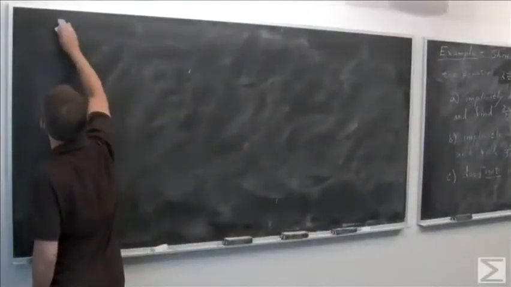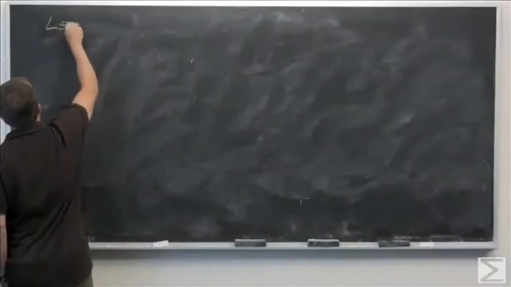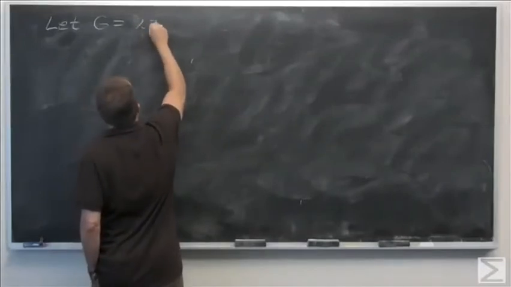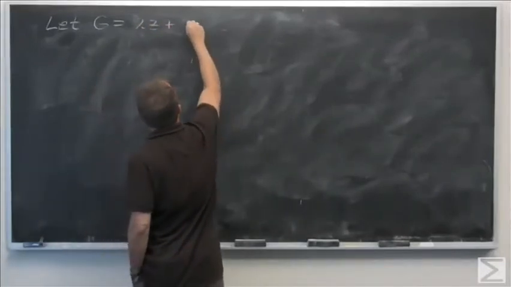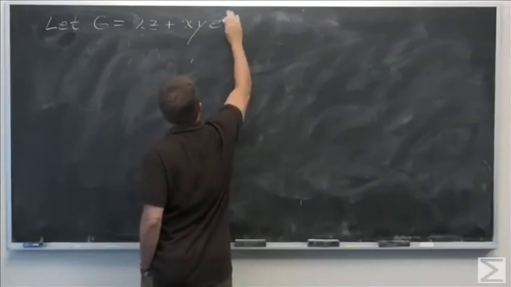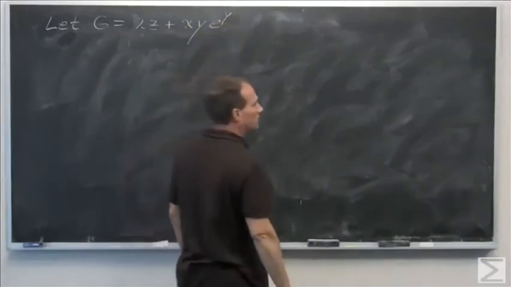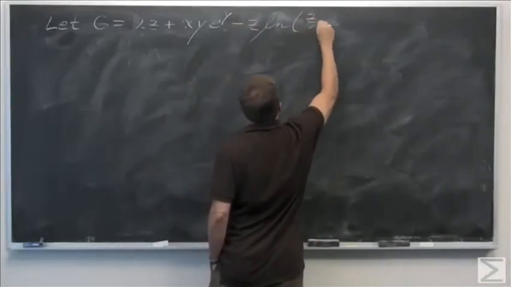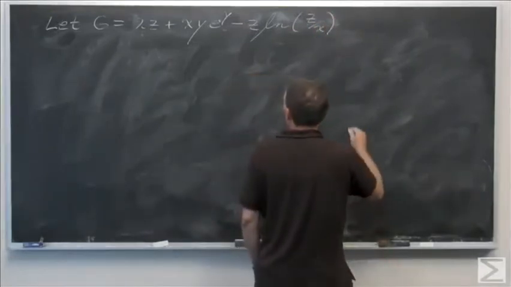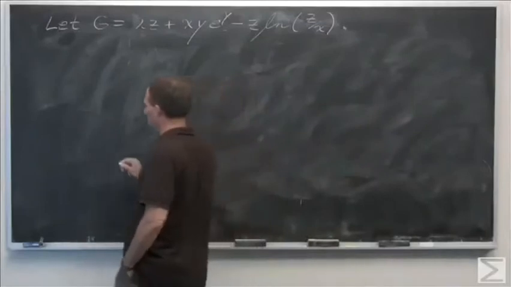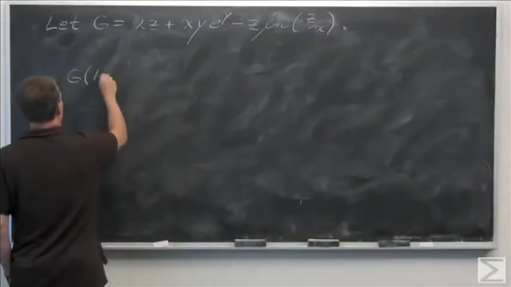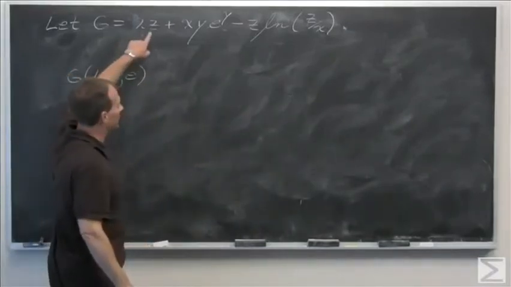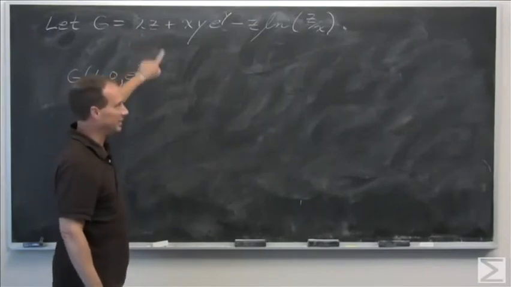So our equation, I'm going to give our function a name, let g equal 2z plus xy e to the y, minus z ln, natural log of z over x. All right. I'd like to look at g of the point that we're looking at, (1, 0, e), just to verify that that point is on the level set where this equals e.